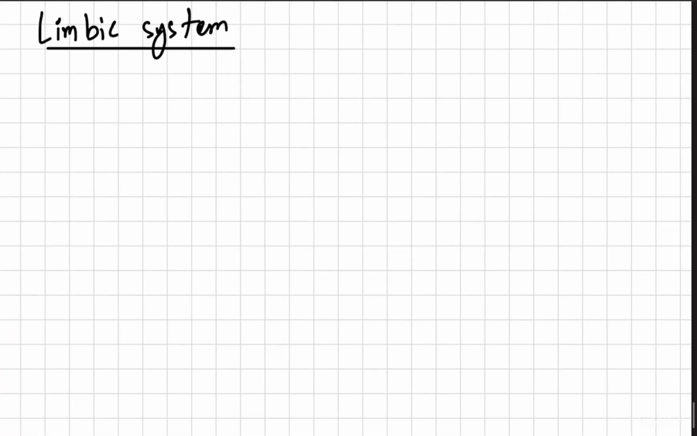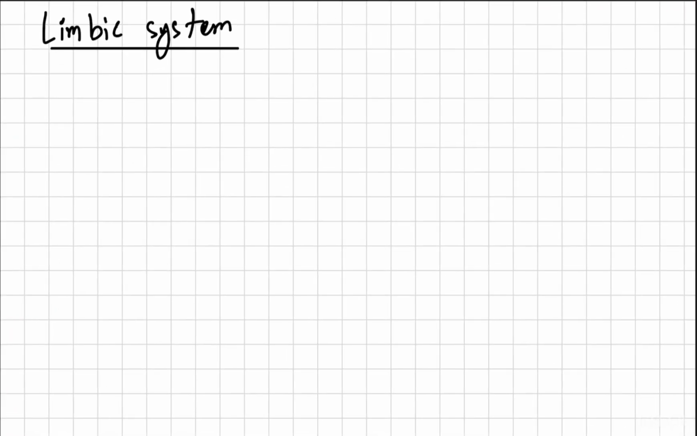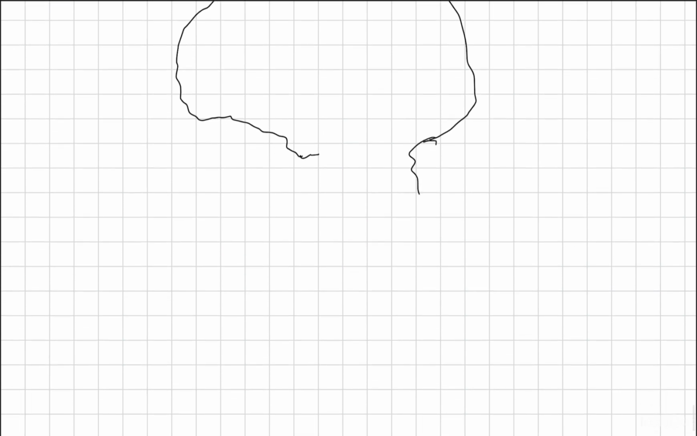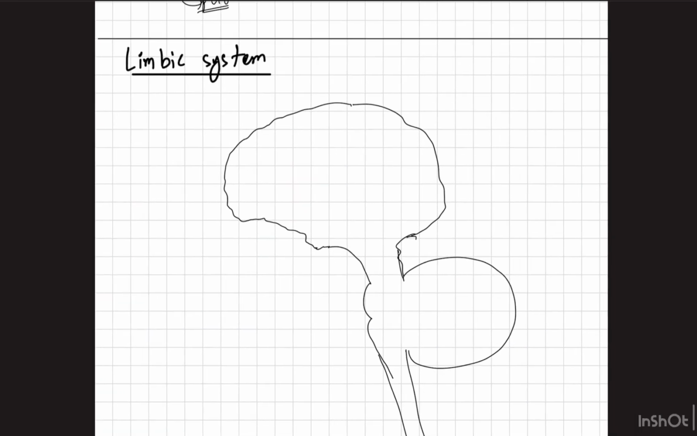We are moving on to the limbic system. Regarding the limbic system, I'm going to first draw a rough diagram. It is a revision video. So this is the cerebellum, and after the cerebellum, the midbrain, pons, medulla, and the spinal cord. Okay, this is our rough diagram.